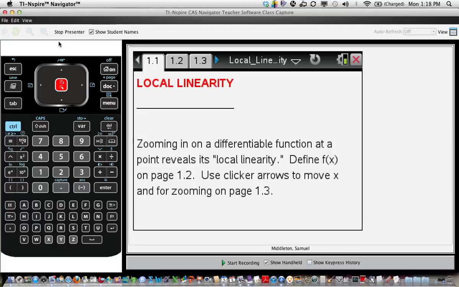So if I pick 2 points on the curve that are really close and do a slope calculation, that'll be pretty close to give me the slope of that line. That's what we're going to do, zooming in. So go to the next page there, Sam, and everybody else can follow along.